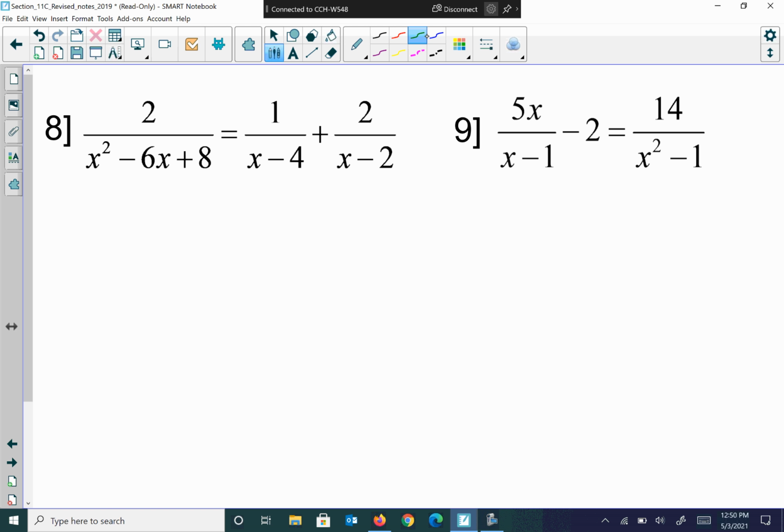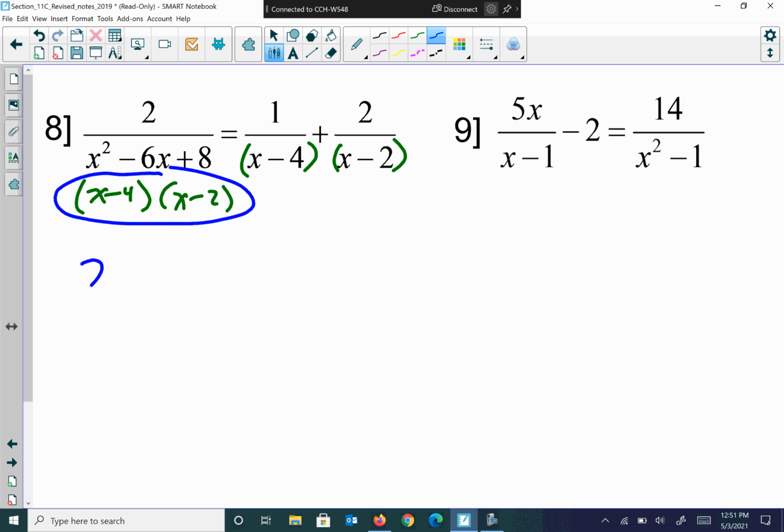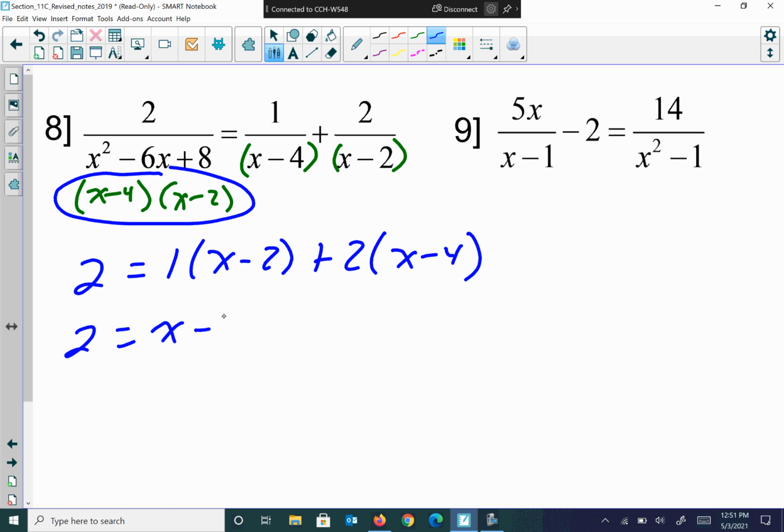So I always liked this when I discovered this. This and this is this factored. And that's kind of nice. So I'm going to multiply everything by this. So I'm going to get 2 equals 1, x minus 2 plus 2, x minus 4. Get rid of the parentheses by distributing.